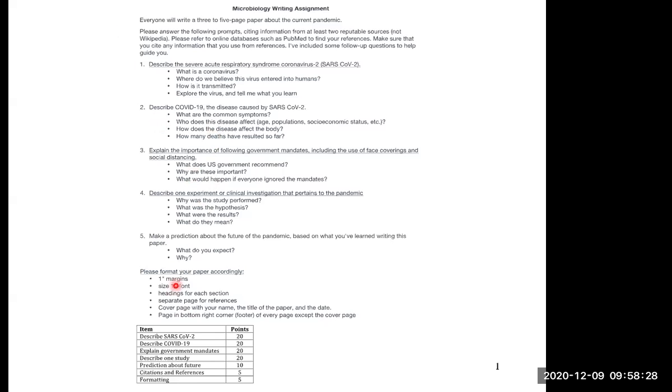Questions 1 through 4 are worth 20 points each, and 5 is worth 10 points. You're going to get 5 for your formatting: 1-inch margins, 12-point font, and a full 3 to 5 pages of text. We're going to do a cover page with your title and your name, so your text will start on page 1, right? You have the cover page, then pages 1, 2, 3 to 5. And then you'll put your references on a separate page.